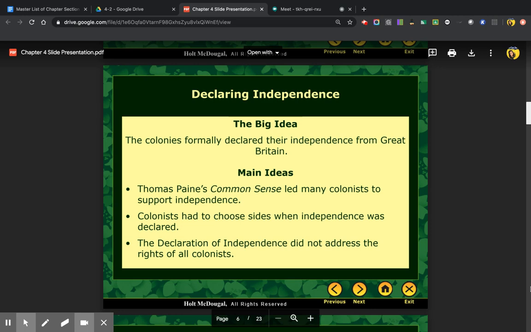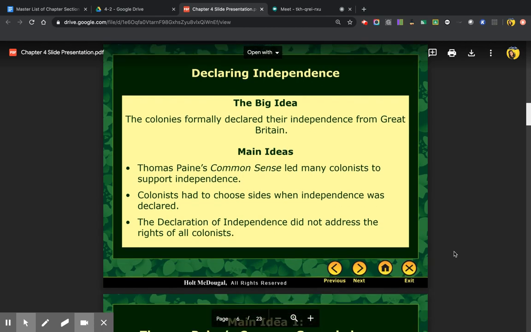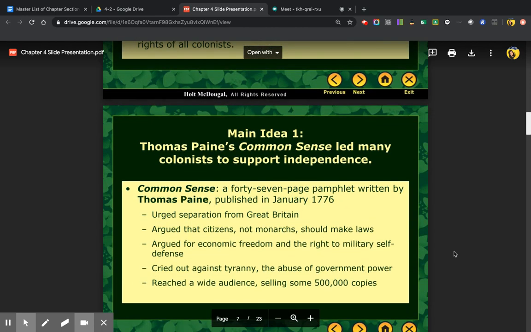So today we're going to be talking about Chapter 4, Section 2, Declaring Independence. Now, the big idea for today: the colonies formally declared their independence from Great Britain. And the main ideas that we're going to talk about are how Thomas Paine's Common Sense led many colonists to support independence, colonists had to choose sides when independence was declared, and the Declaration of Independence did not address the rights of all colonists.